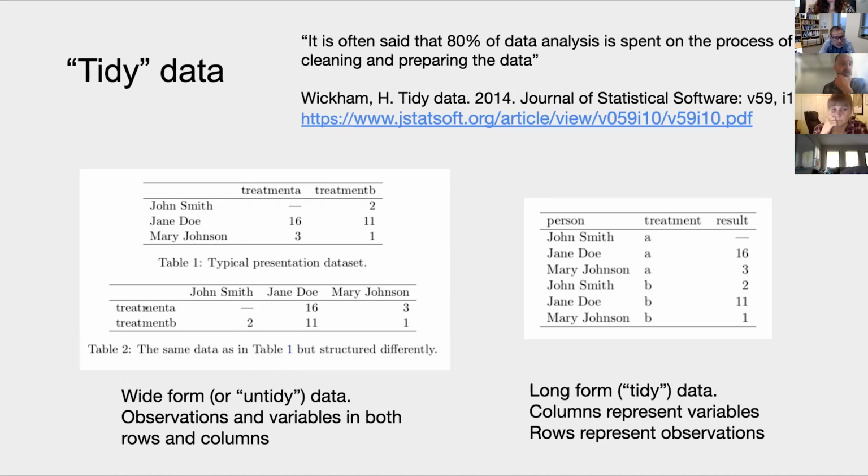So you can see here that we have treatments as columns in one table, you have treatments as rows in another table, and you've got observations that can either be in the rows or the columns there. This is the same data arranged in what's called long form or tidy data form. Every column represents a variable and every row represents an observation.